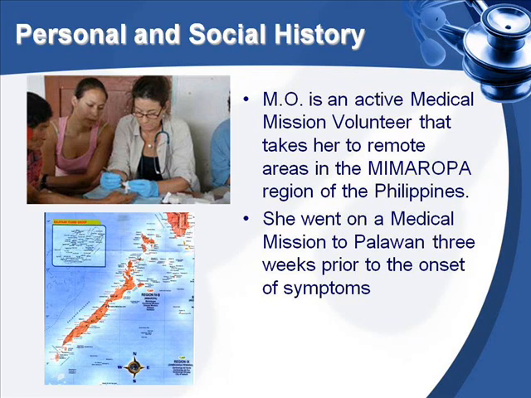Personal and social history. Emma was an active medical mission volunteer that takes her to remote areas in the Mimaropa region of the Philippines. She went on a medical mission to Palawan 3 weeks prior to the onset of symptoms.